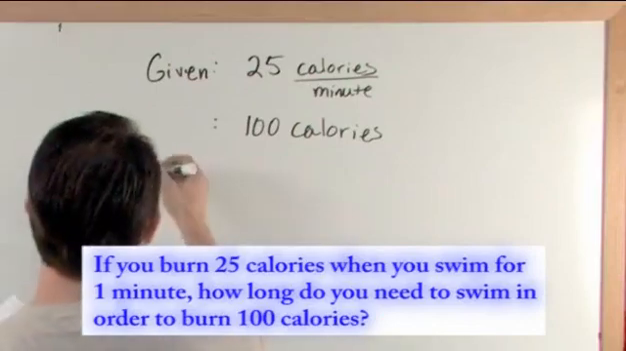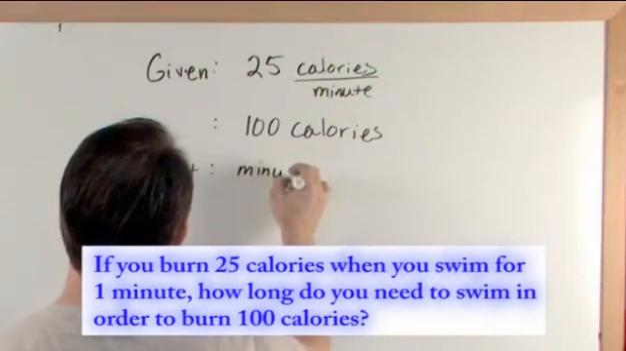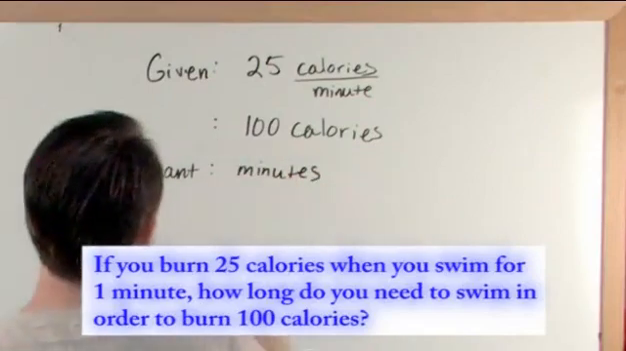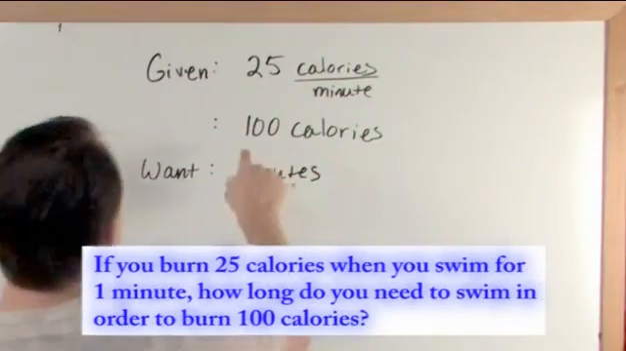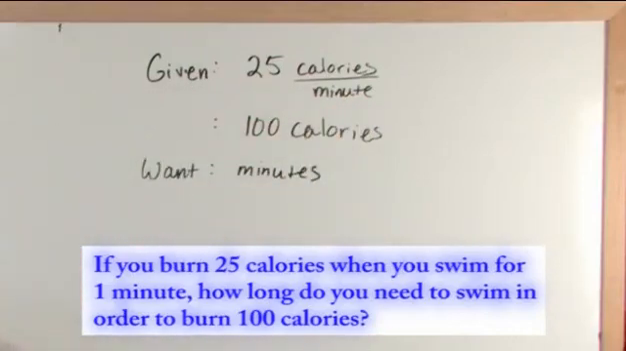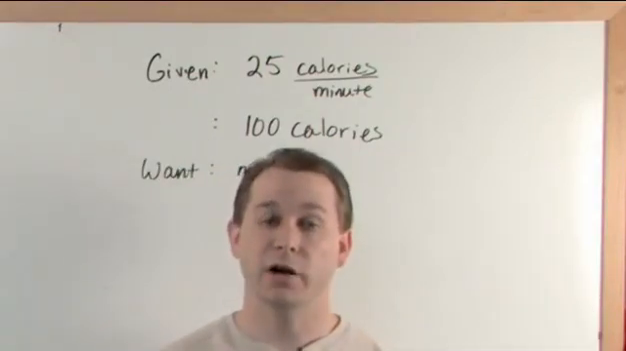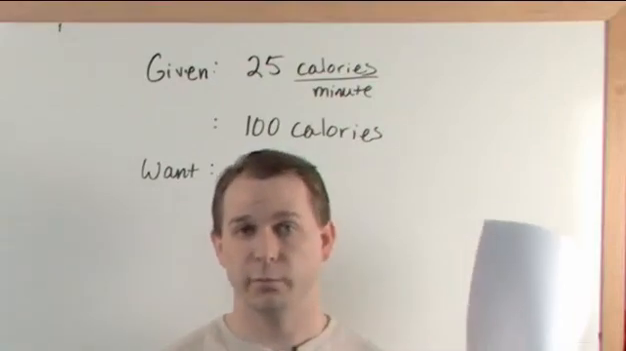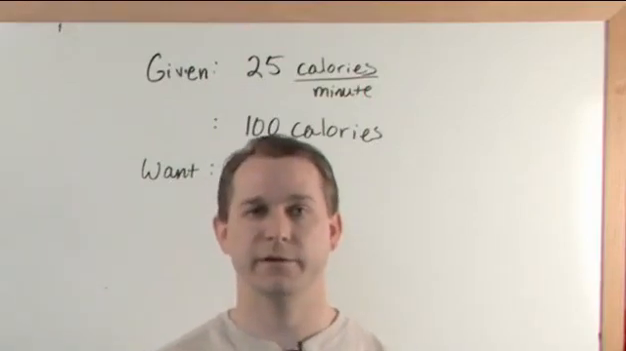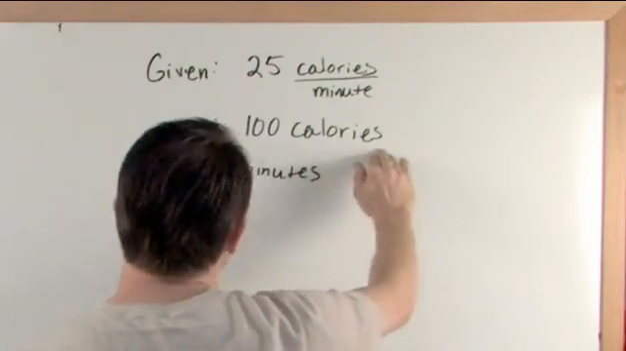So what you want in the end, you want to know how many minutes you need to swim in order to burn 100 calories. Okay, so that's what you want. You want a unit of minutes. So you have to figure out what you need to do with these numbers in order to get minutes back. Okay, now I'm going to tackle this two ways. We're going to talk about what we think we might need to do given what we're trying to find, and then I'm also going to show you, based on the units just by itself, how to figure out what to do.